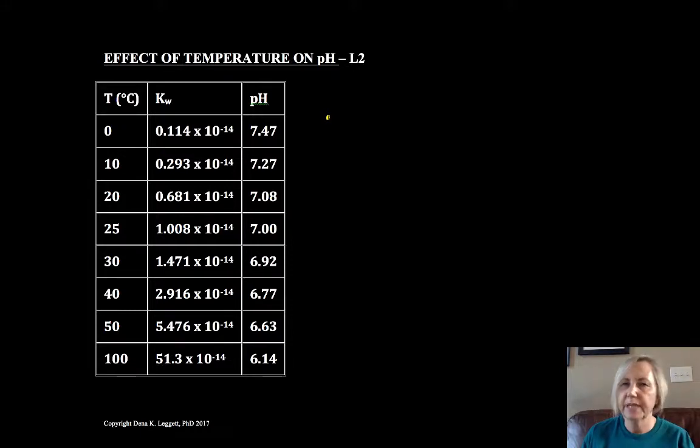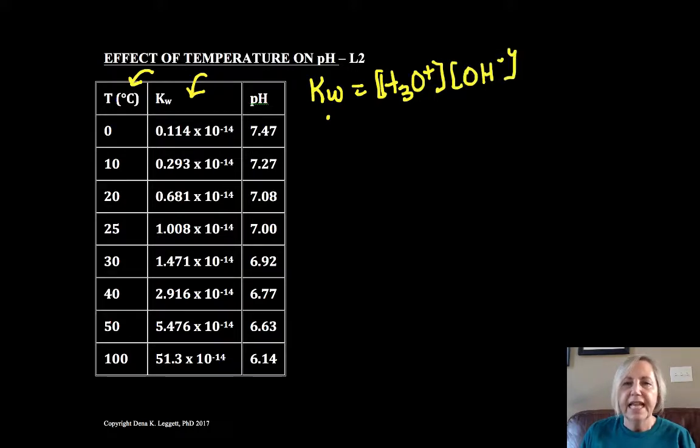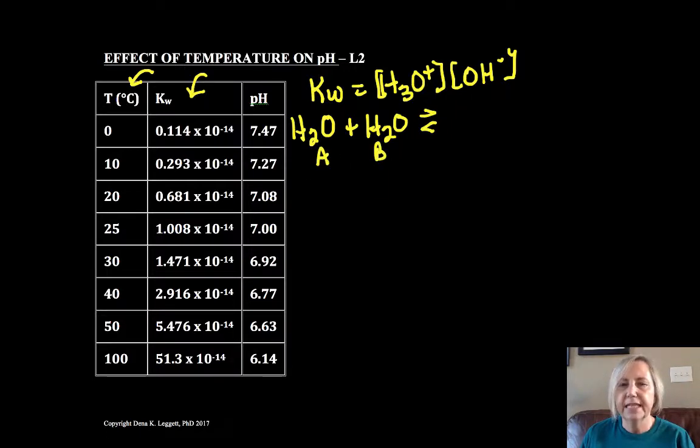In chemistry classes, something that is often glossed over a little bit is an application of Le Chatelier's principle that I think is fairly important. So this is a table of temperature and Kw. Remember, Kw is the dissociation constant for water. So I'd have H3O plus times OH minus. It comes from the fact that water, to a very small extent, will react with itself, and one water acts as an acid, one as a base, and we would end up getting hydroxide ion and H3O plus.